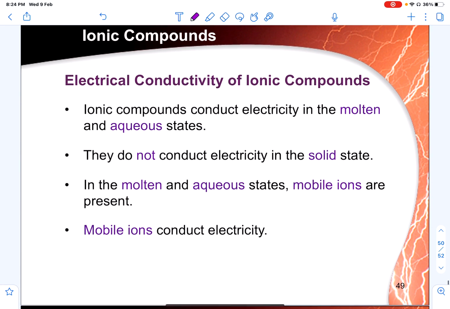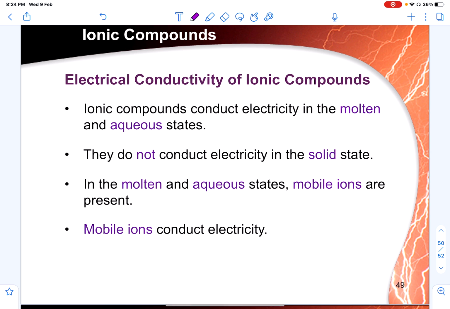So how do we go about explaining it? Ionic compounds conduct electricity in the molten and aqueous state only, and they do not conduct electricity in the solid state. Why? Because in the molten and aqueous state, mobile ions are present. Remember you have a cation and an anion; they are mobile, meaning they can move around. Because they are mobile, they are able to carry the electrical charge across from one end of the compound to another. This gives the mobile ions the ability to conduct electricity.